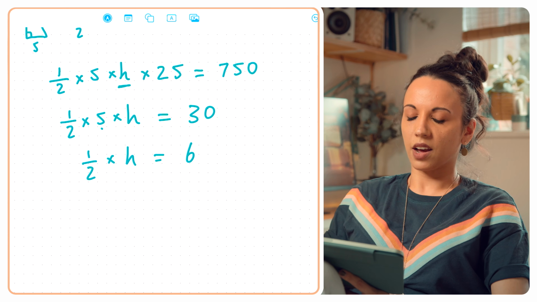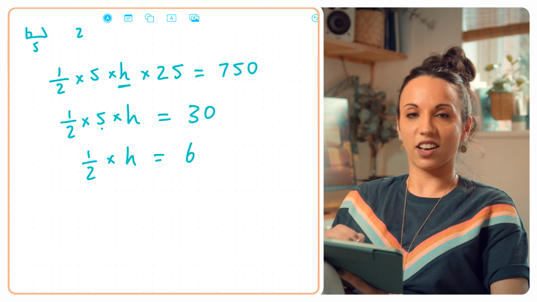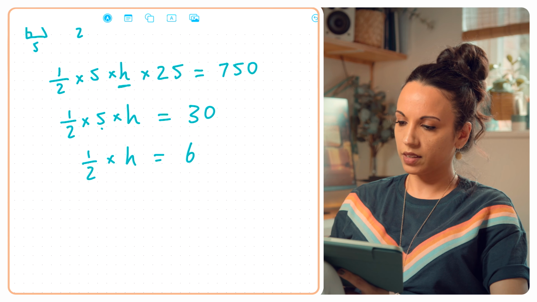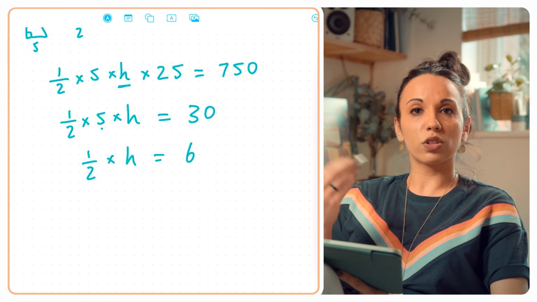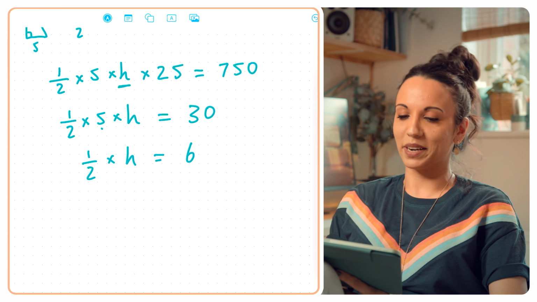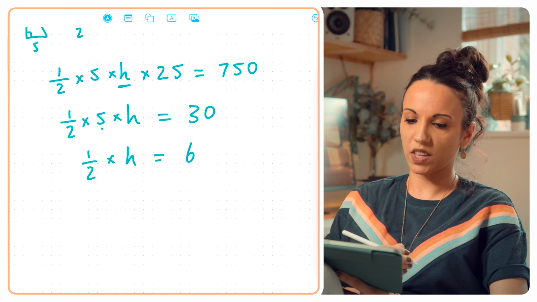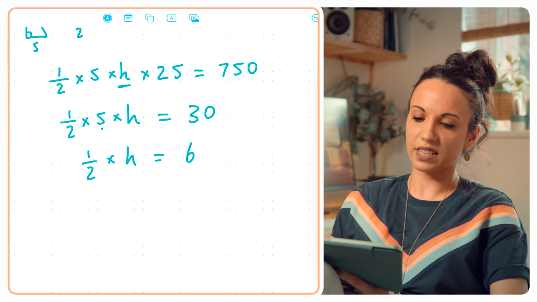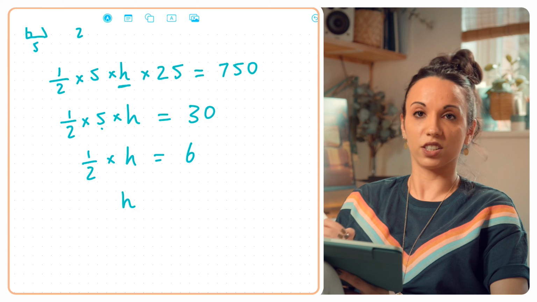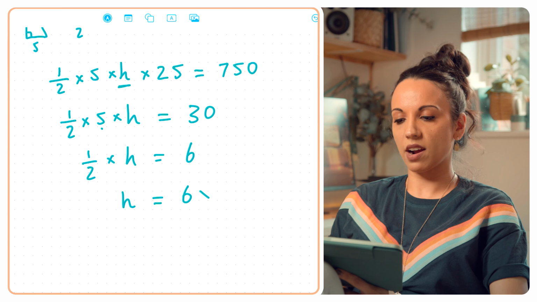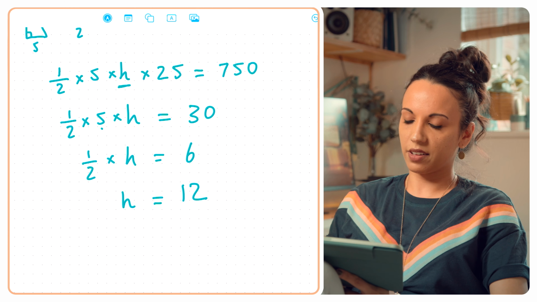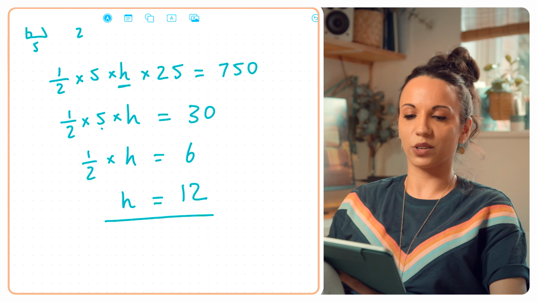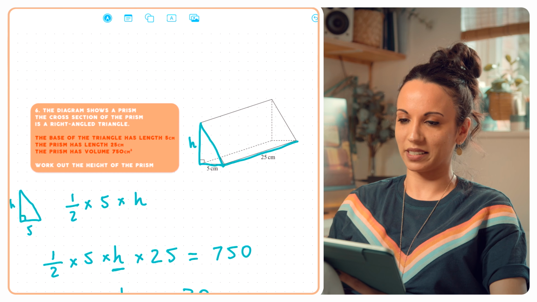Simpler again. Okay, one more thing to get rid of on the left-hand side, and that's the half. Now, half is the same as dividing by 2. So what's the opposite of dividing by 2? Multiplying by 2. So if we multiply both sides of the equation by 2, what's going to happen on the left-hand side is we're going to get rid of that half, leaving us just with h. And if we multiply the right-hand side by 2, we've got 6 times 2, which is 12. So we have found out that the height of the triangle, h, is 12 centimetres.